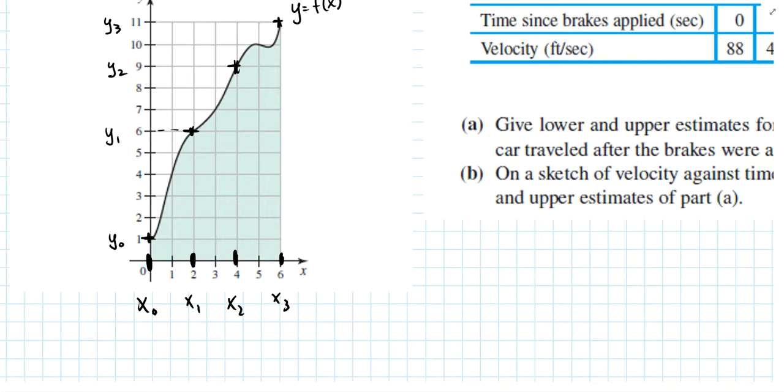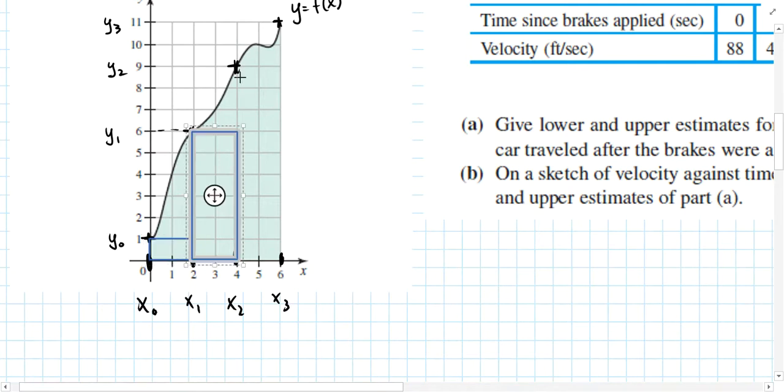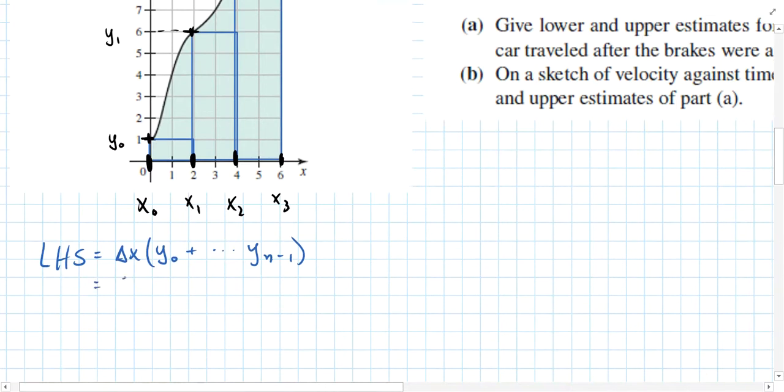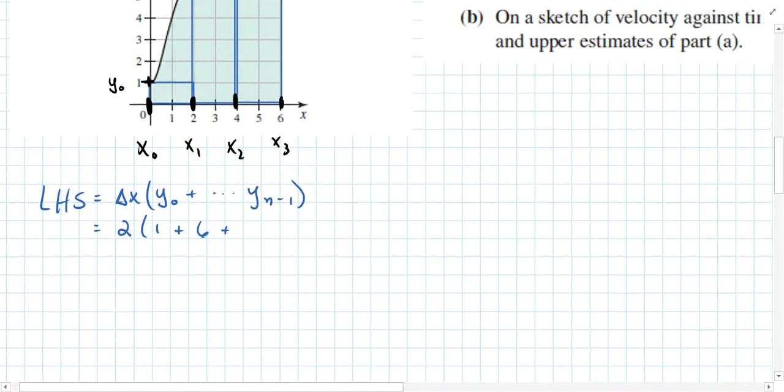So for our left-hand sums, we'll choose the height based on the left-hand side of each subinterval. So that would be the height at y0, y1, and y2. So as I'm labeling the left-hand sum, I would say the delta x times y0 up to y sub n minus 1. So in this case, delta x is 2 units, y0 was 1, y1 was 6, and y2 was 9.